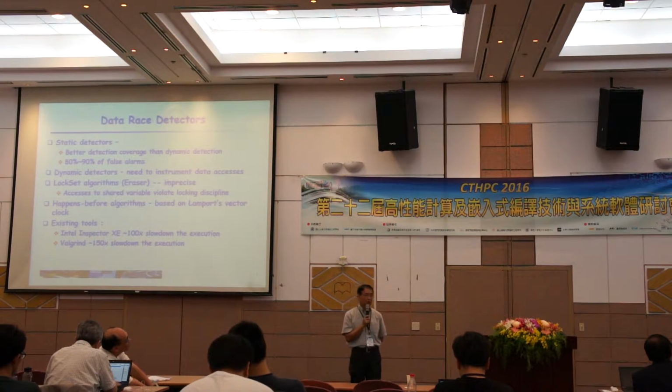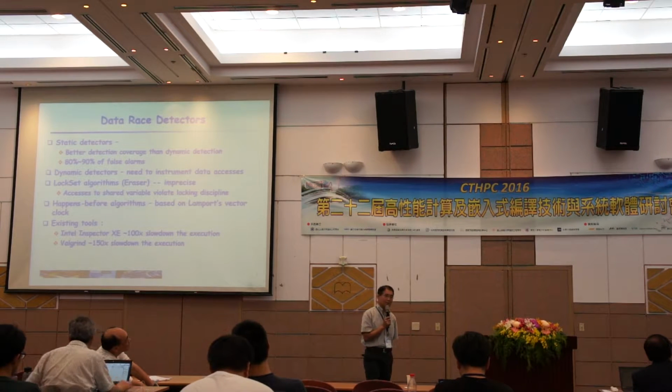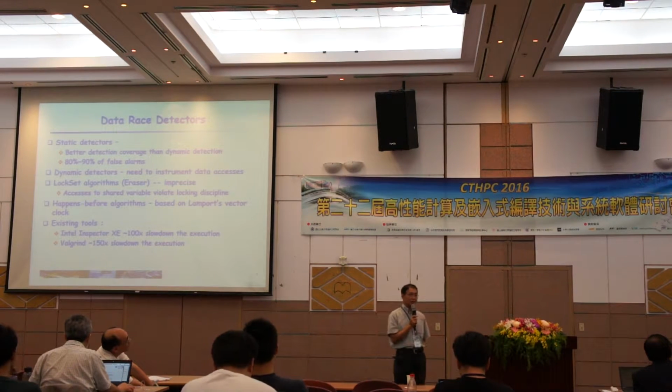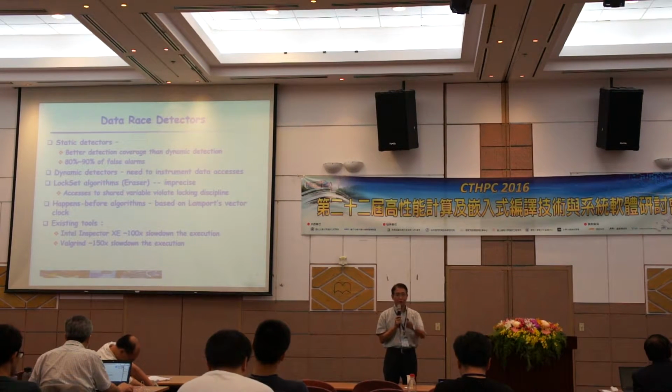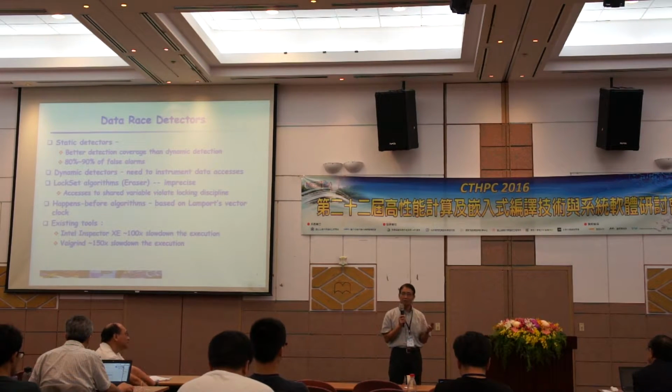Static detection is not too good. 80% of the races that it detects are false alarms. So somebody tells you, I looked at your program, there's a race, and you say, 80% is false alarm. So we like to run the program and do dynamic detection.